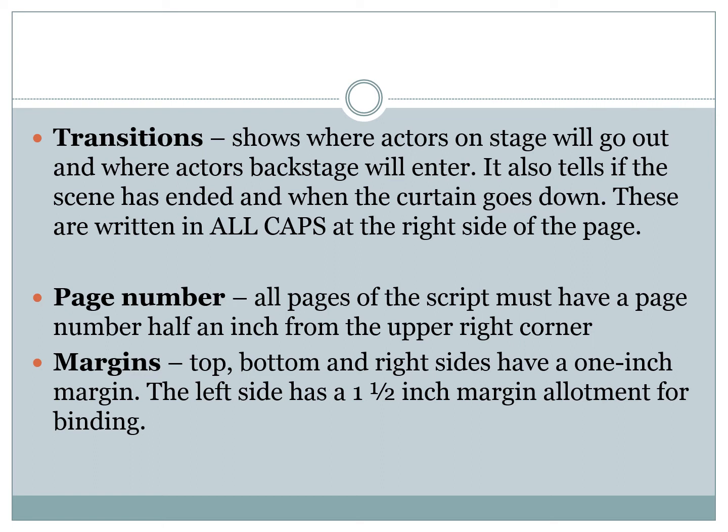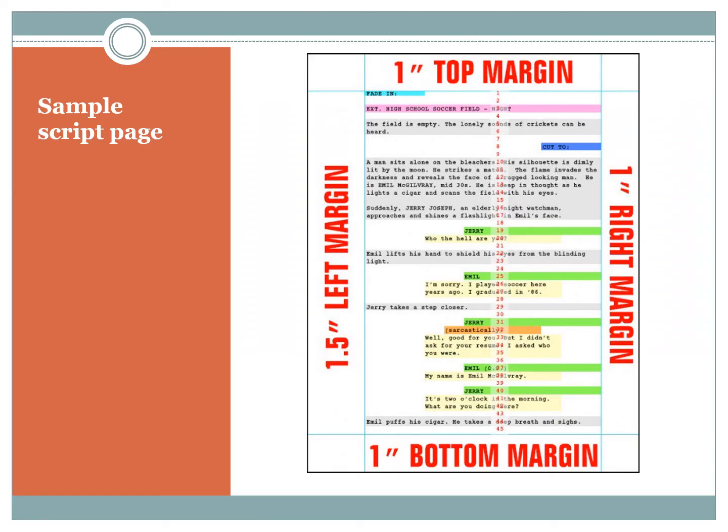The page number. All the pages of the script must have a page number half an inch from the upper right corner. Margins. Top, bottom, and right sides have a 1-inch margin. The left side has a 1.5-inch margin allotment for binding. Here is a sample of a script page.